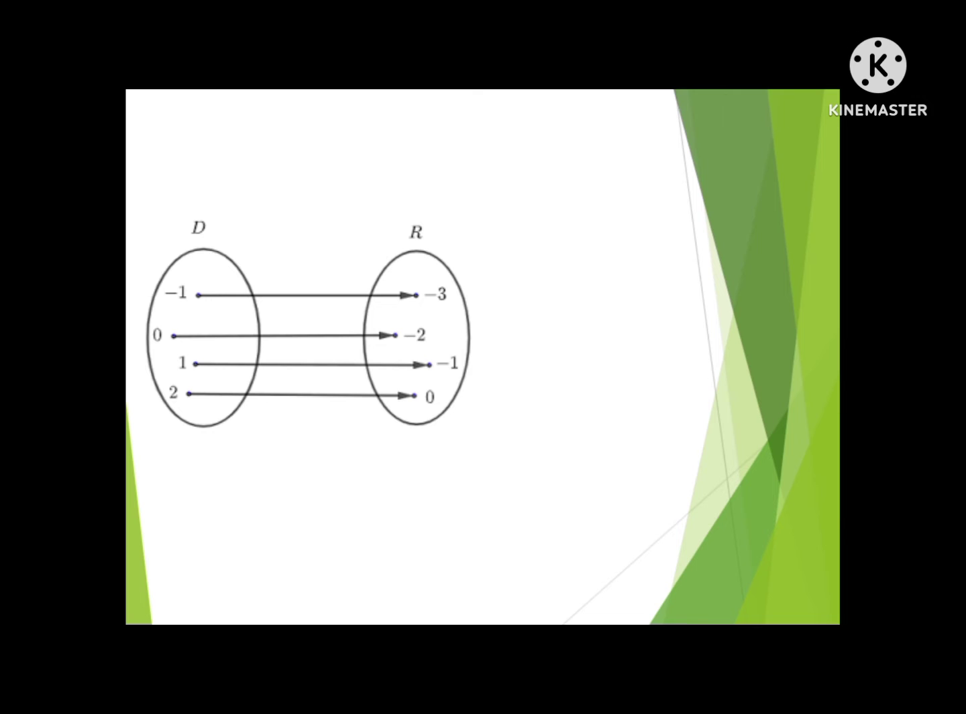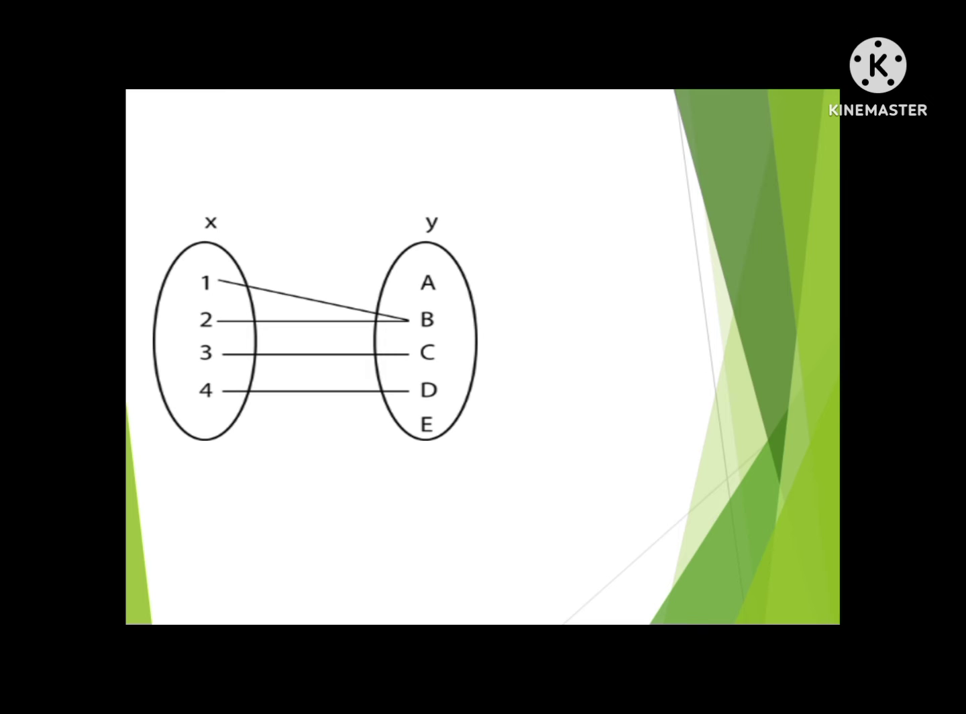Let's take a look at this picture. We have the domain as D and the range as R. We can see that every element of the domain is paired with only one R. Is it a function or not? Let's see the answer. It is a function.